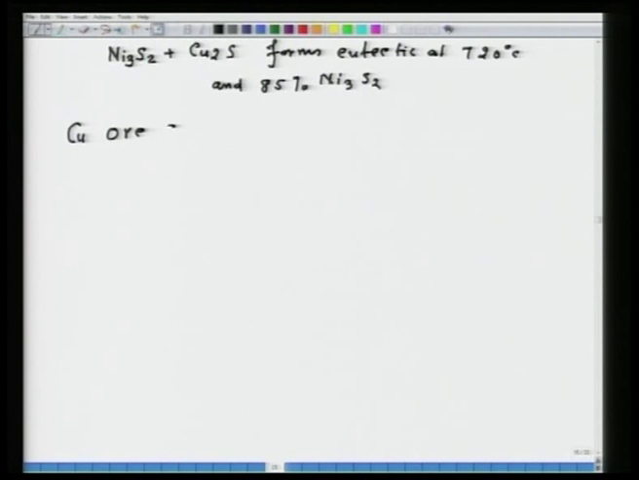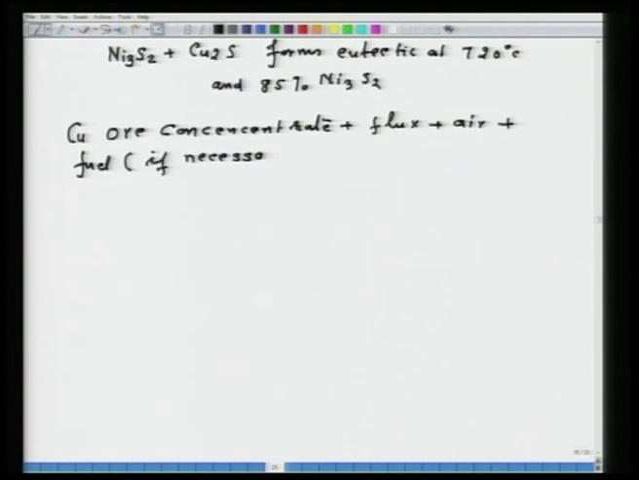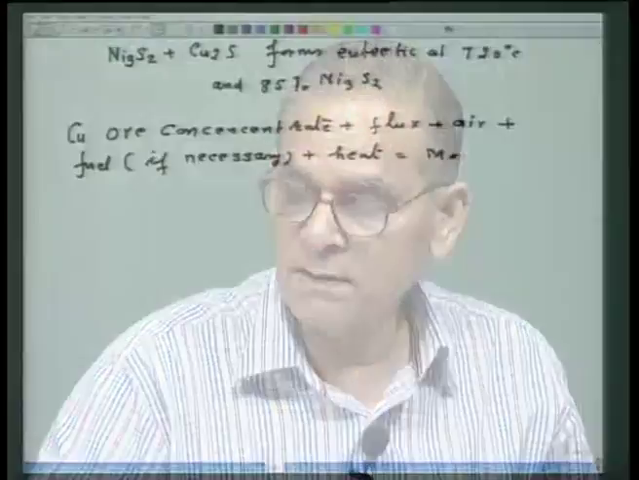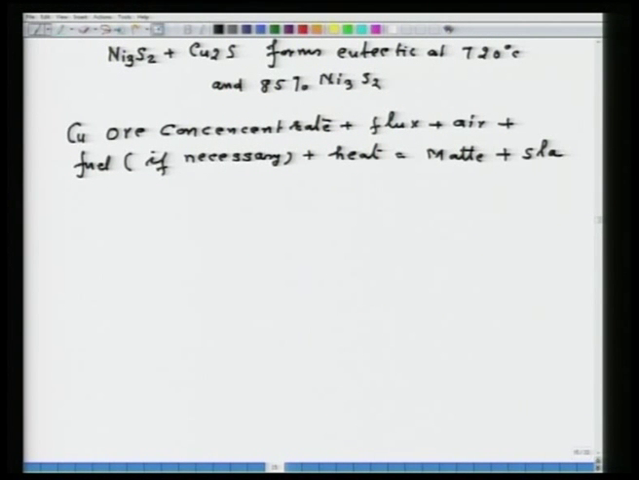Now, what is again matte smelting? If I want to represent it in the form of a reaction, I will put it as copper ore concentrate plus flux plus air plus fuel if necessary, then of course plus heat externally if it is sufficient, otherwise you have to supply it by combustion of the fuel, that will give you matte plus slag plus gases.